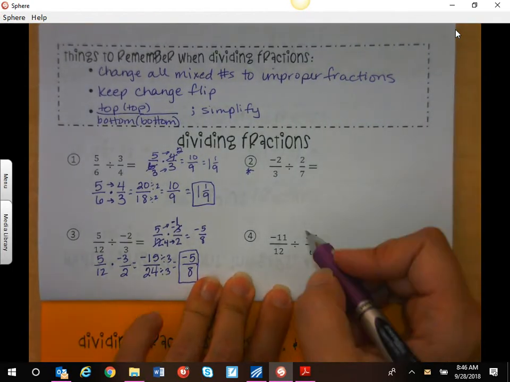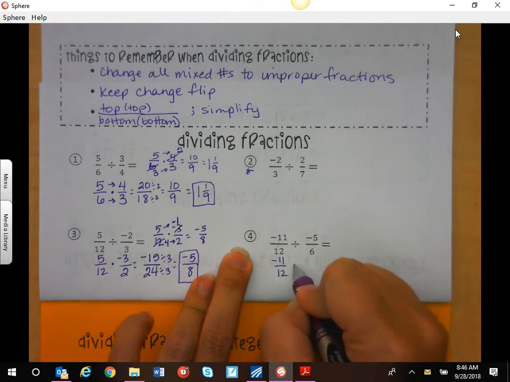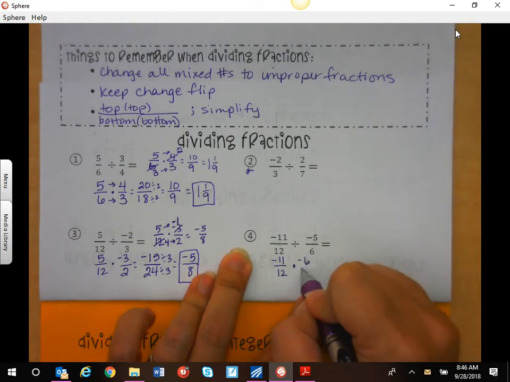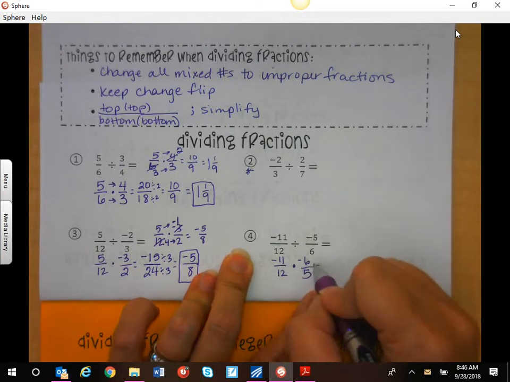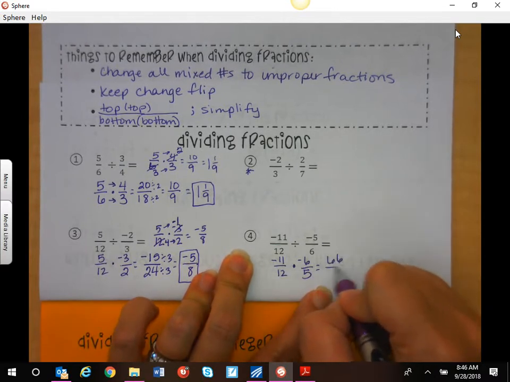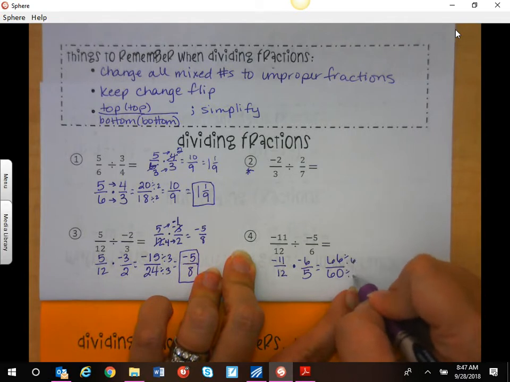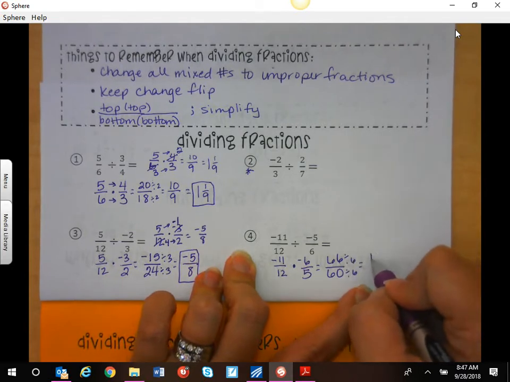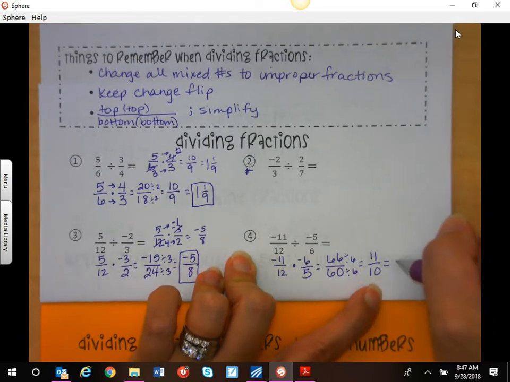I'm going to do number 4 with you. Keep, change, flip. Top times top. A negative times a negative is a positive. Bottom times bottom. I know that 6 will go into both of these. And I get 11 over 10. Again, that's an improper fraction. We can change it to the mixed number 1 1/10.